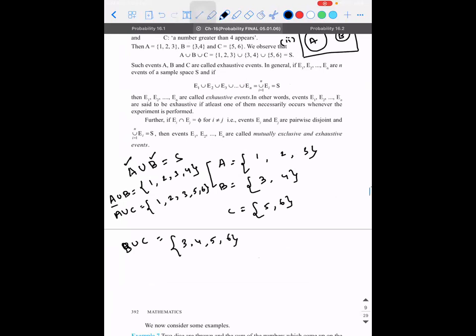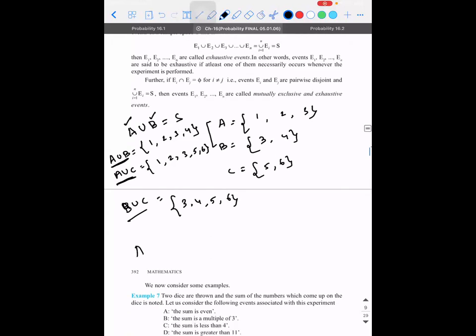Now the question is, when I take the union between A and B, am I exhausting all the possibilities? No, sir. Because what is missing? I'm missing 5 and 6. Similarly, if I take the union operation between A and C, am I exhausting everything? No, sir. Because what is missing? 4 is missing. If I take B and C, I'm missing 1 and 2.